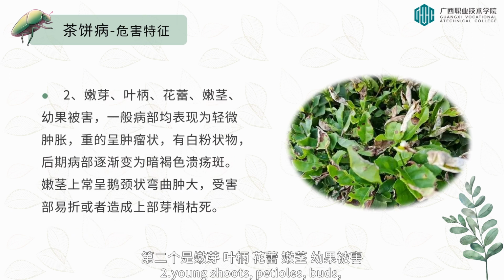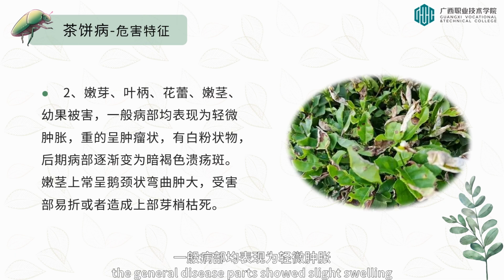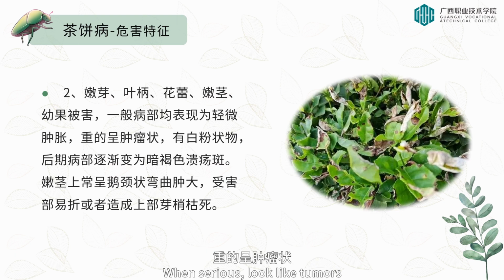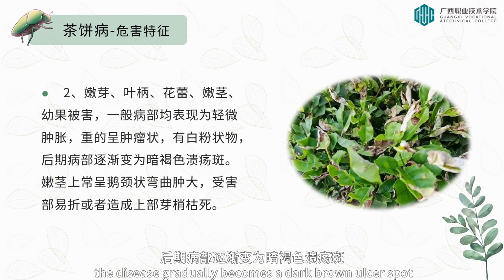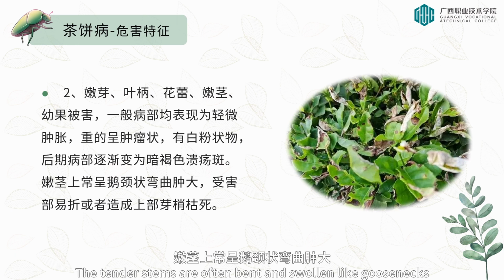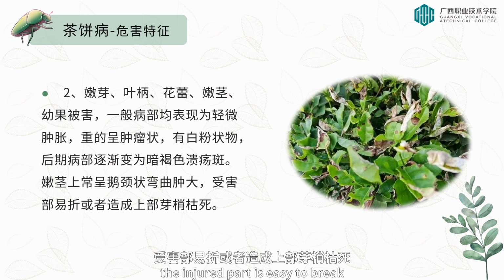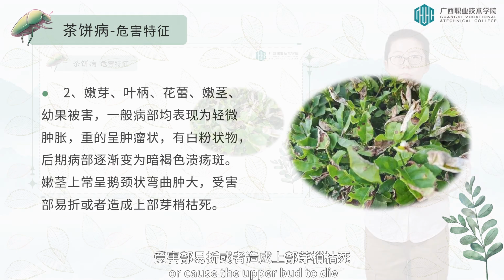2. Young shoots, petioles, buds, young stems, and young fruits are damaged. The diseased parts generally show slight swelling. When serious, they look like tumors, with white powder. In the later stage, the disease gradually becomes a dark brown ulcer spot. The tender stems are often bent and swollen like goosenecks. The injured part is easy to break or cause the upper bud to die.